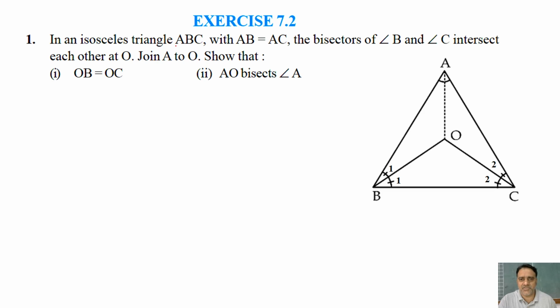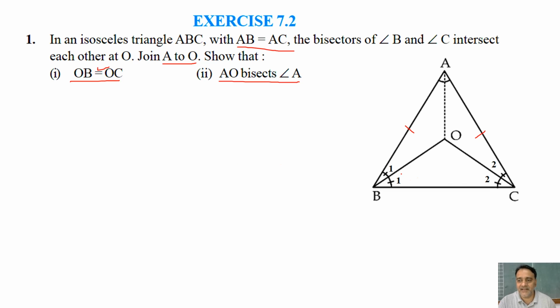In an isosceles triangle ABC with AB equal to AC, these two sides are equal. The bisectors of angle B and angle C intersect each other at O. Join A to O. Show that OB is equal to OC and AO bisects angle A. So let us start with proving OB is equal to OC.